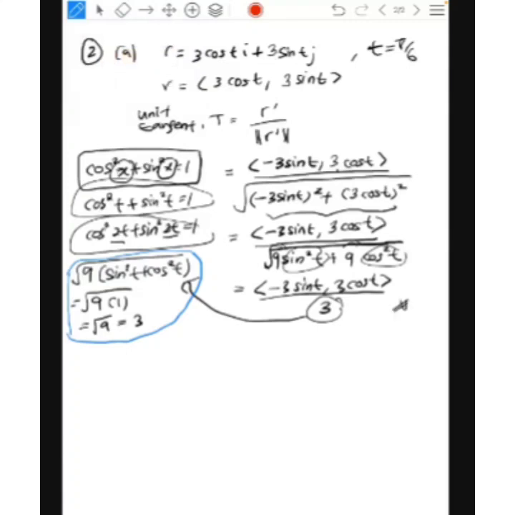Tinggal lagi nak cari t pi over 6, which is negative 3 sin pi over 6. Yang ini tekan calculator sajalah. Tak ada masalah, dan just use your calculator. Okay, so actually this 3 can be cut out kan? Lagi senang. You cut out saja. So ini tak payah negative 3 dah. Ini pun tak payah negative 3. What's left is what? Only negative. And then cos will be positive.